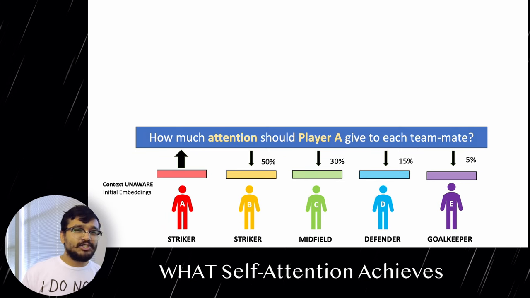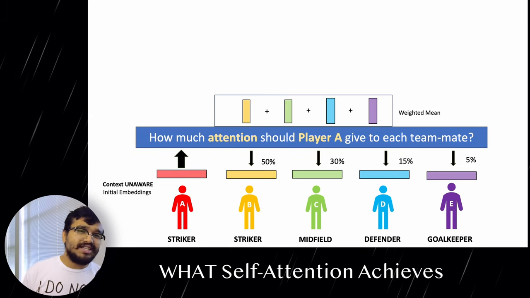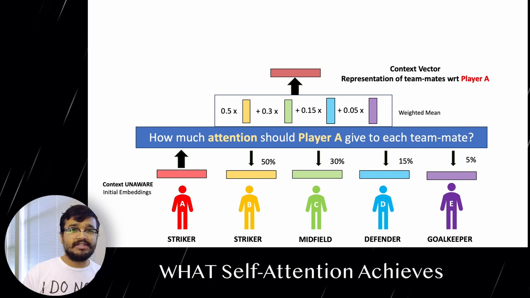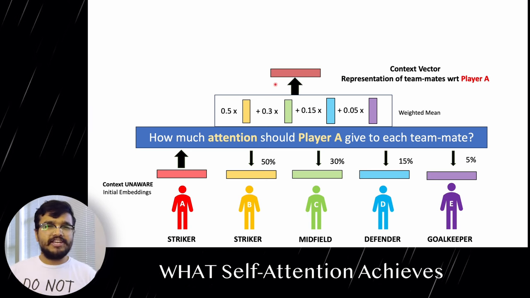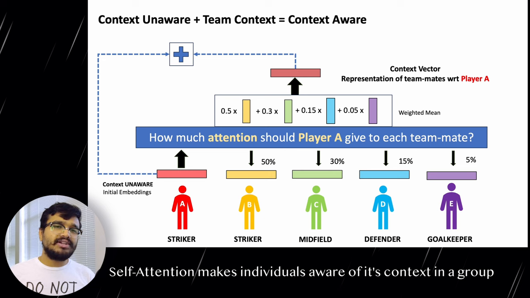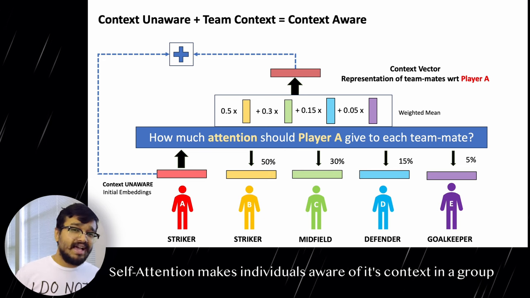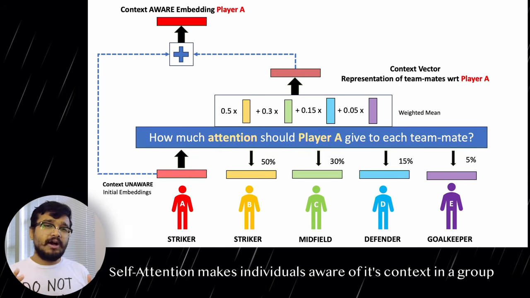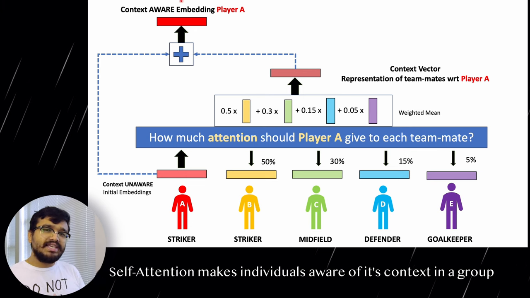Okay, now that you know the attention scores you want to give to each of your teammates, here is your context vector, which is just a weighted mean of their initial embeddings, and the weights come from your attention scores. This context vector is a representation of player A's environment, encapsulating his relationship with his teammates in the context of the team. Let's add this context with player A's own initial embedding, and voila, now his original embedding has been enhanced, and he is no longer an individual, but a part of a whole team. And this is his unique identity in the team, a mixture of his own self and the relationship he shares with each of his teammates. What is also amazing about self-attention is that the context vector is unique for each of the players.